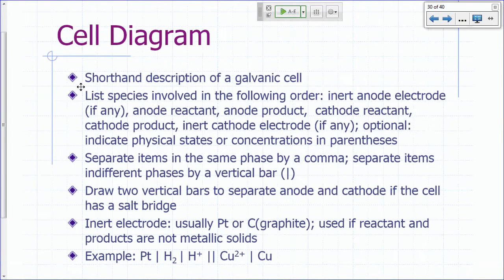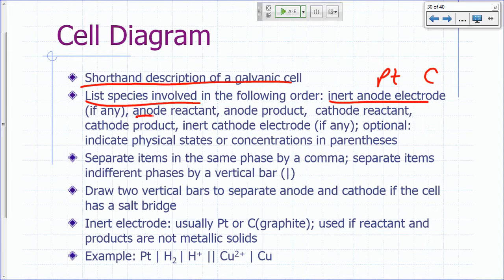A cell diagram is a shorthand description for a galvanic cell. What you do in a cell diagram is list all the species involved in your cell, and you have to do it in this order. You start with the inert electrode for the anode, if any. Sometimes your anode half reaction doesn't involve a piece of metal. Then you have to put something in there, like a platinum wire, to allow the electrons to come out. So usually you would use a platinum wire or a graphite rod, that's carbon.